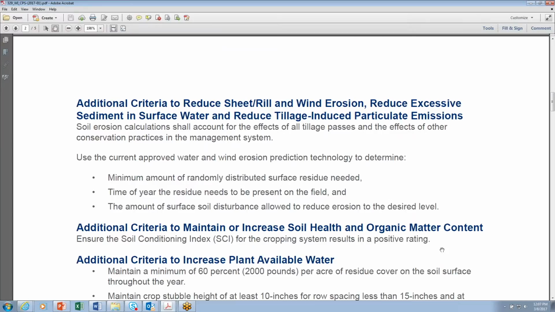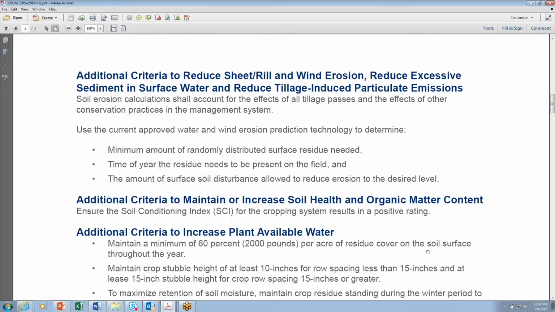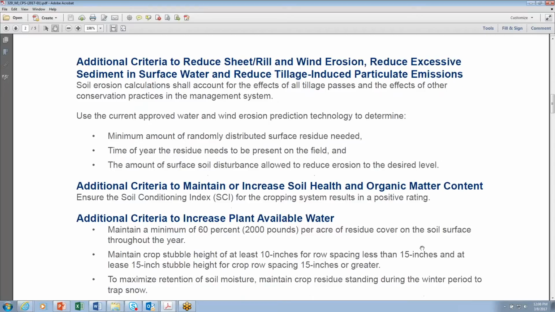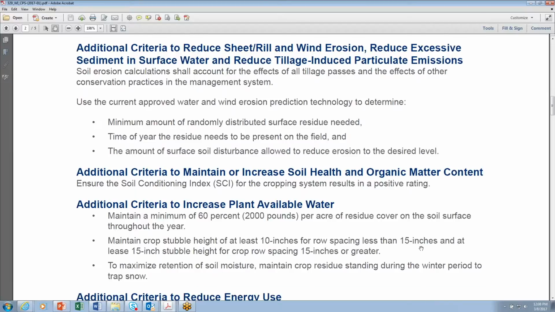Basically, we have some additional criteria that's focused on some of these resource concerns. So if sediment to surface water and particulates and reducing erosion is part of our main focus, we want to make sure that we're really paying attention to that residue level. It's distributed uniformly across the surface. We want to pay attention to the time of year that residue is there, so we have protection in the spring from that residue from the snow melt. We also want to make sure that our soil disturbances have all been captured and that we know exactly what's going on out there as far as that surface protection.